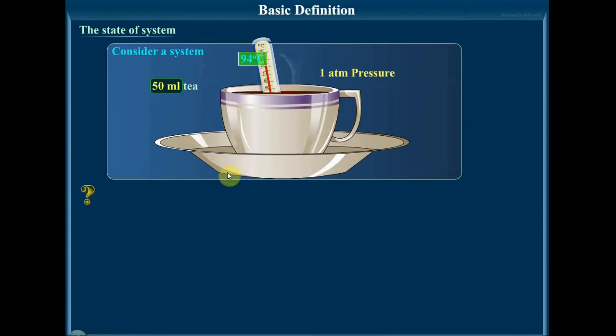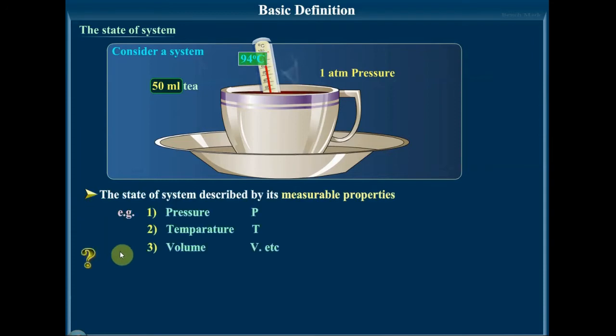So the state of a system is described by its measurable properties. A liquid can be cool, and ice exists at 0 degrees Celsius. So there the conditions are there. Water can exist in the solid form at 0 degrees Celsius or below that. So that is a condition, that is a property at which that substance is existing in that form. So the state of a system is described by its measurable properties.